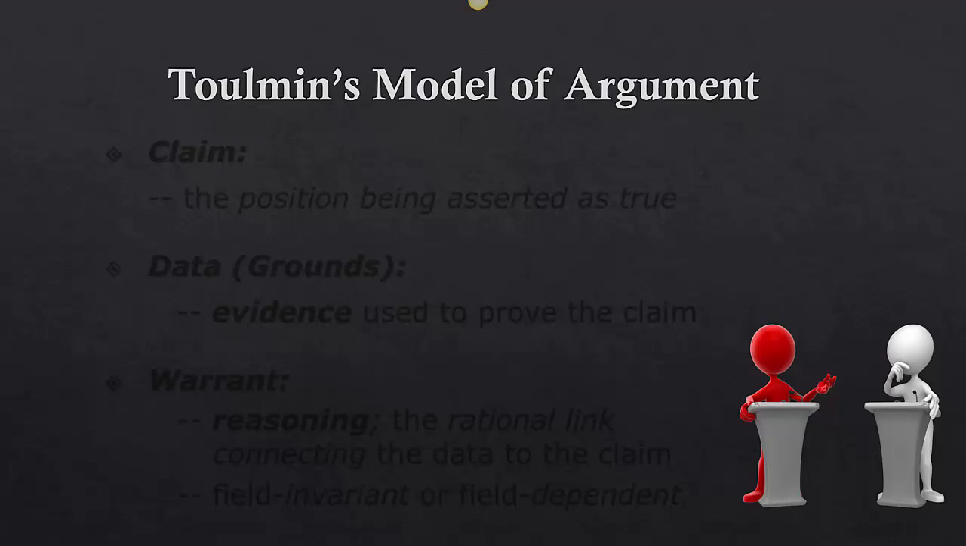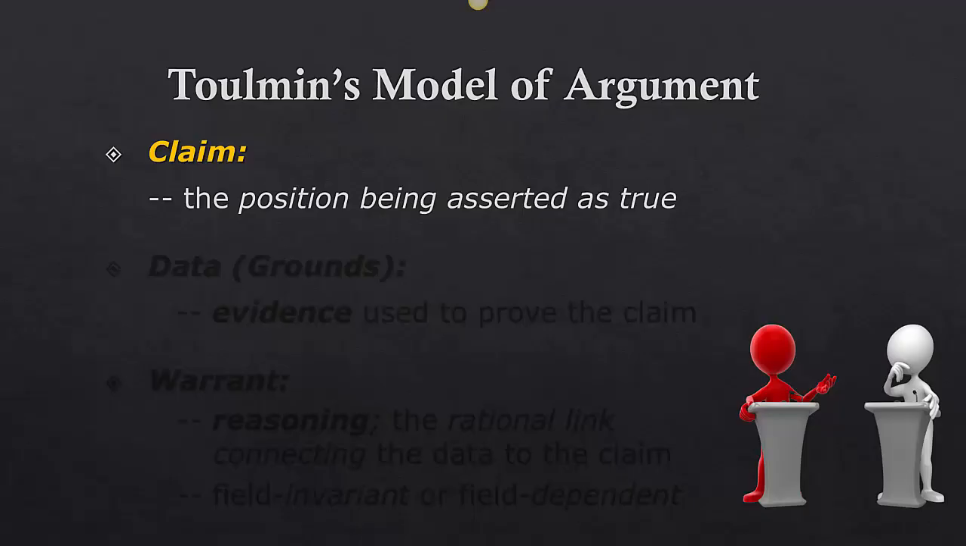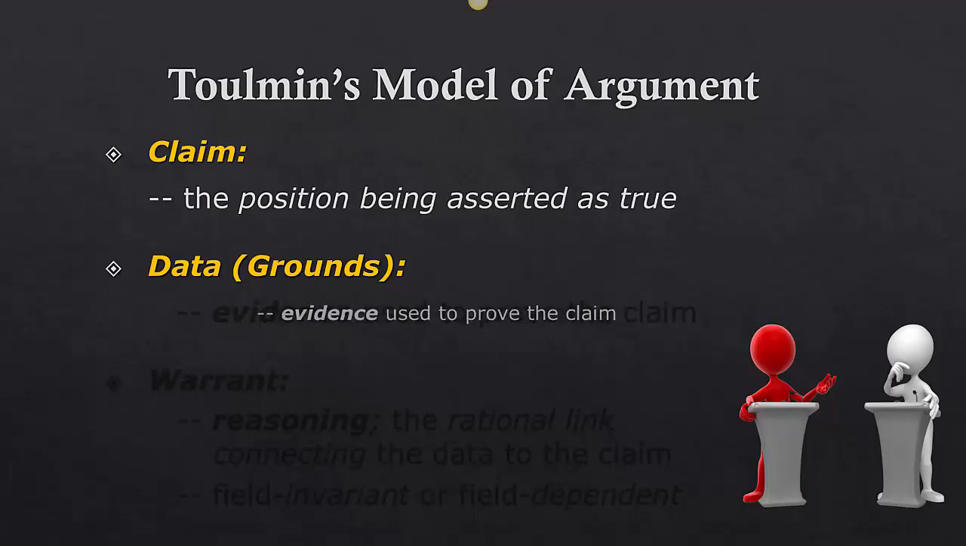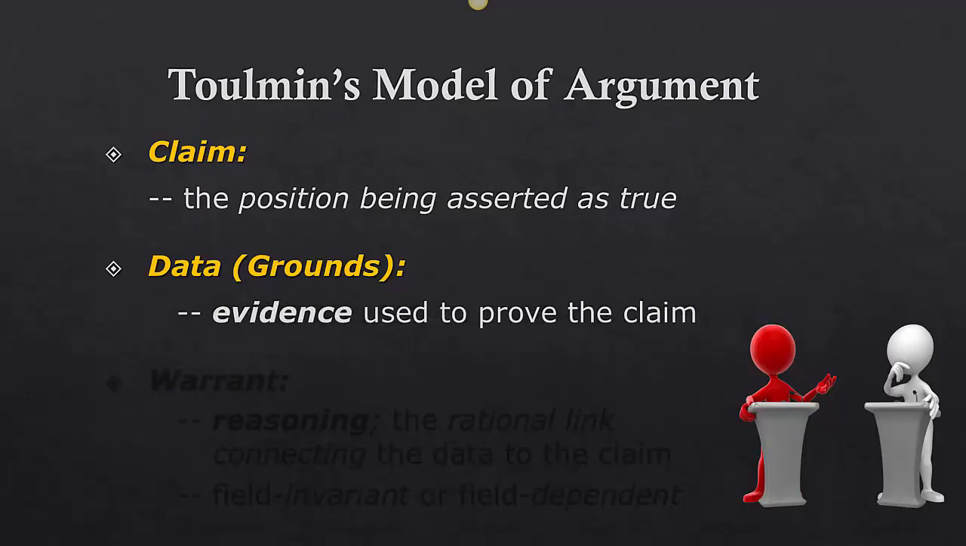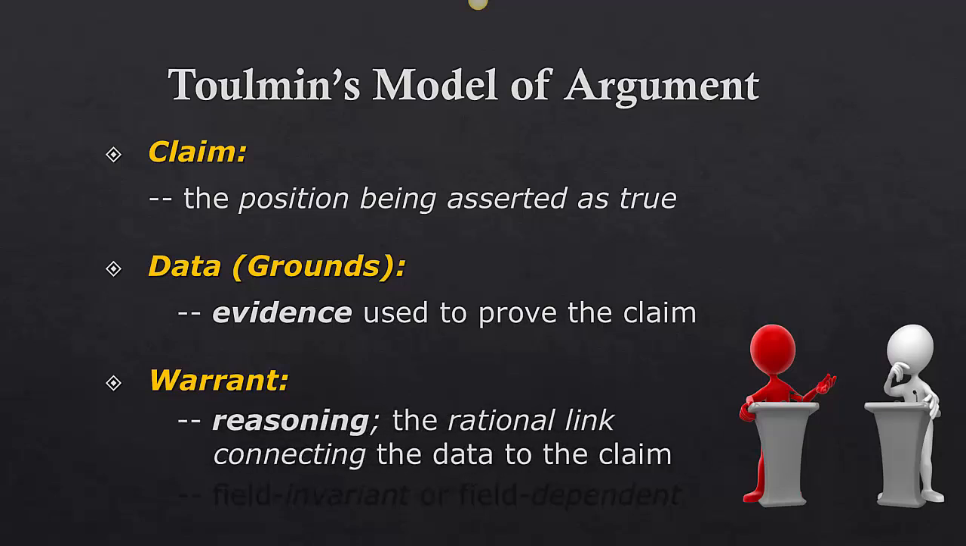So, for instance, the three primary pieces of argument are a claim, which we can understand as the position that's being asserted as true. The second piece is what Toulmin refers to as data, and sometimes other folks using Toulmin's ideas might refer to it as grounds. But what we really mean here is the evidence that's being used to prove the claim. And finally, Toulmin describes the third piece of the argument core as a warrant, but what those of us who have studied this topic previously can understand more simply as reasoning. And Toulmin describes a warrant, the reasoning process, as an inference that provides a rational link that connects the data to the claim.